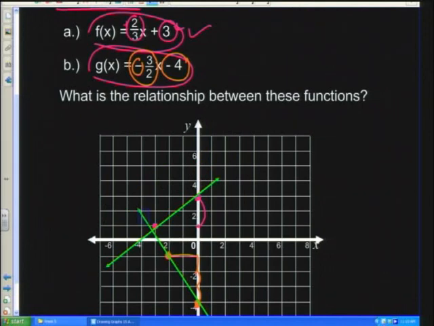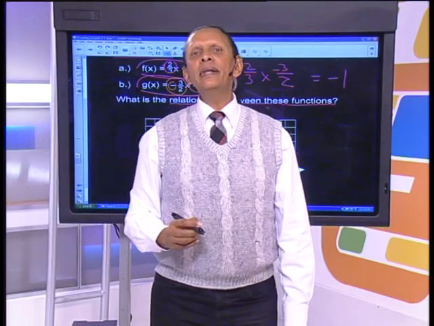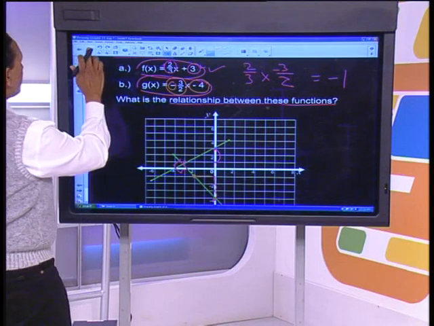The first gradient is 2/3 times the second gradient, which is negative 3 over 2. And if I multiply, the answer is negative 1, which means that these two graphs are perpendicular. So the relation between the two functions is that they are perpendicular. All right, are you okay with that?